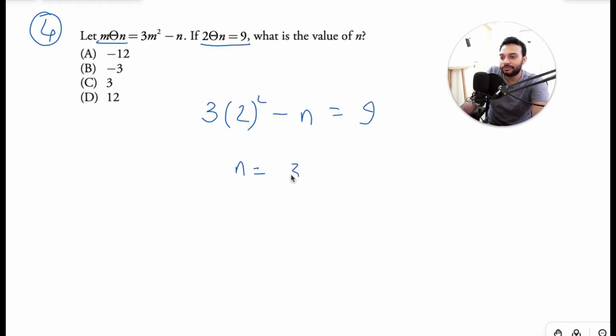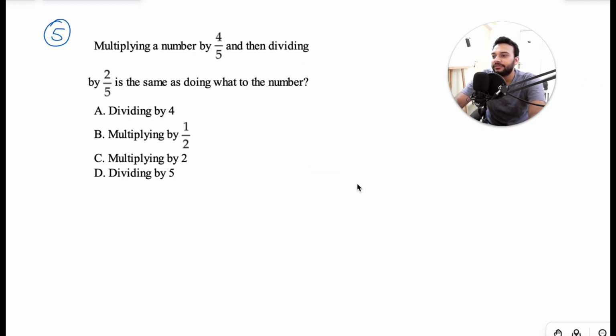n is equal to 3 times 2 squared minus 9. 3 times 4 is 12, minus 9 is 3. Option C. This is the correct one. Okay, let's go ahead. Question number 5.